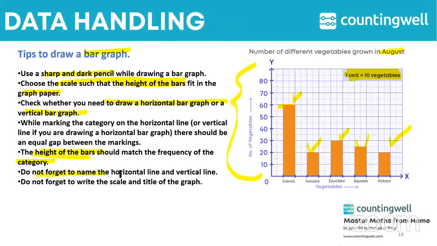And you should not forget to name the horizontal line and vertical line. Here horizontal line represents what? Vegetable, that is category. And vertical line represents frequency, means number of vegetables.